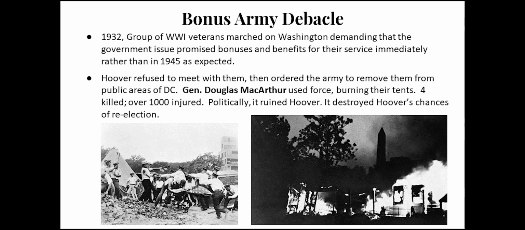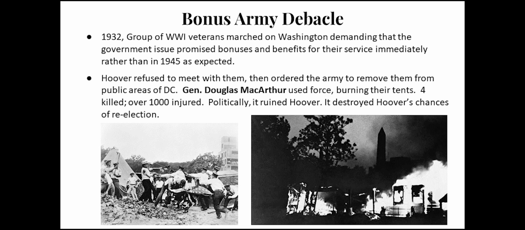Four die, 1,000 are injured. It looks terrible. They're using tear gas. They've got bayonets on their guns as intimidation. They're forcefully pushing out veterans, soldiers in World War I. It looks terrible, and it just kills his opportunity of getting reelected.